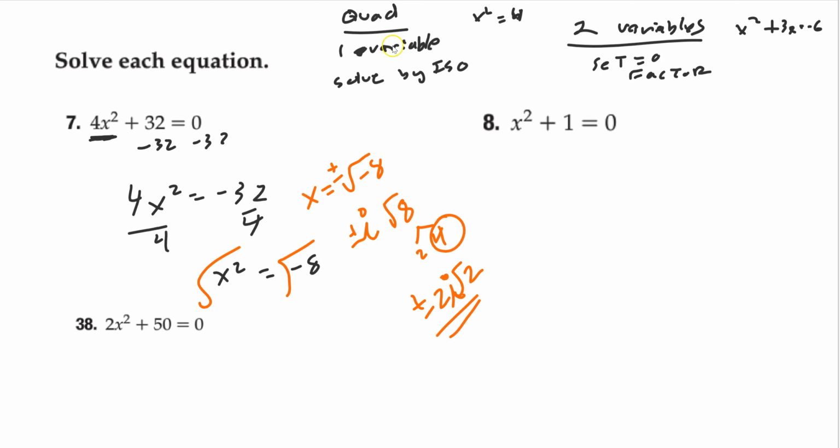So that's how that works. Isolate it, you can get negatives. We're not scared of that anymore. This is an i. Pull the i out and then solve it like normal. Let's do these other two to make sure we got this.